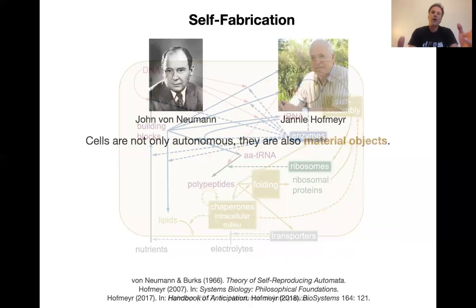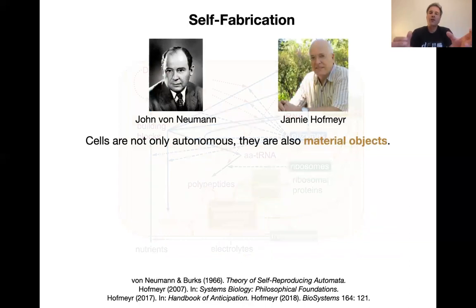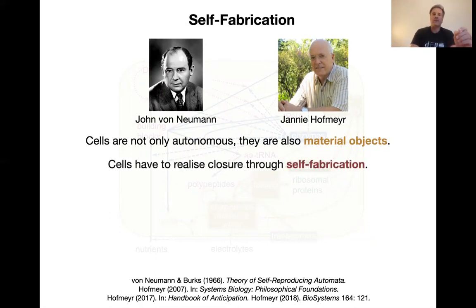And so Jannie points out something really important. That's the material part of the material impredicativity here. The closure is a necessary condition of being an organism. But cells are not only autonomous, they are also material objects. They need to actually build themselves. Cells have to realize closure in the real world, materially, through self-fabrication. So you need closure to efficient causation and self-fabrication.